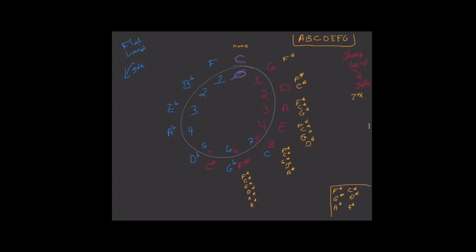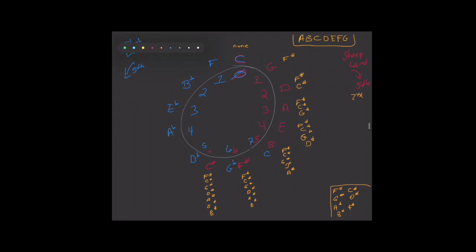Okay, there's only one more to go in sharp land, and that would be the key of C sharp major. All 7. Let's go. F sharp, C sharp, G sharp, D sharp, A sharp, E sharp, and what is C sharp's sharp? B sharp. Got it. Okay, so that finishes that one.